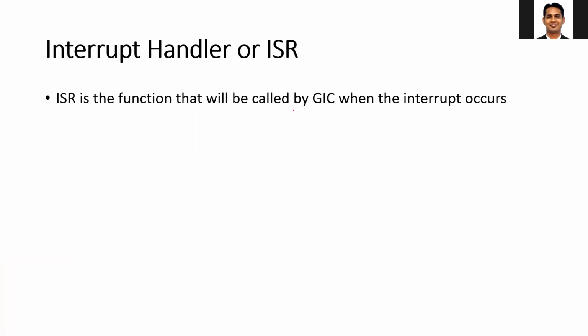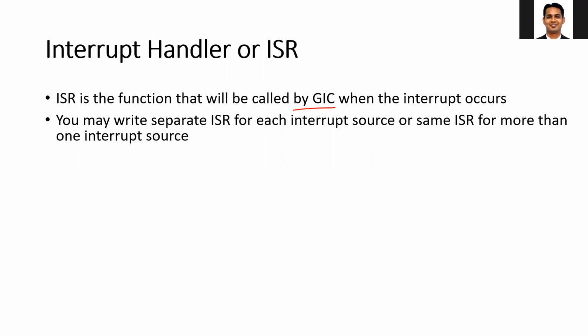Okay. So whenever the corresponding interrupt happens, GIC will look for the interrupt source, and based upon the interrupt source, your GIC will call the ISR. You may write a separate ISR for every interrupt source, or you can write the same ISR for multiple interrupt sources. It depends upon what things you need to do when the interrupt happens.